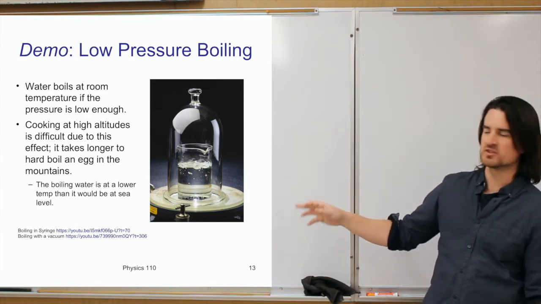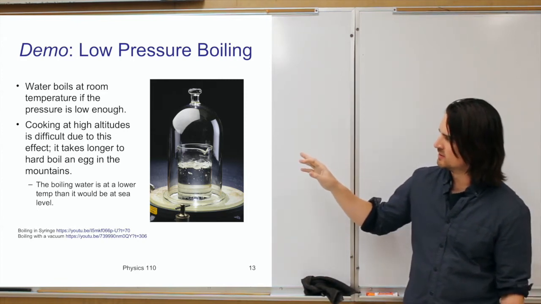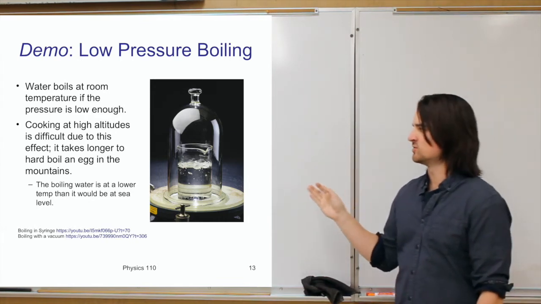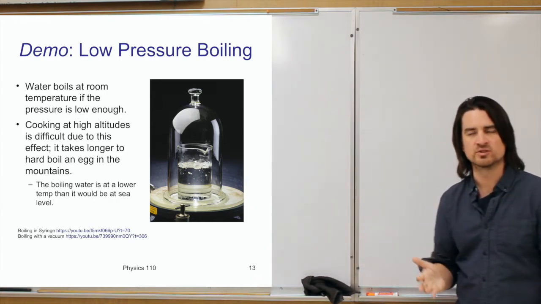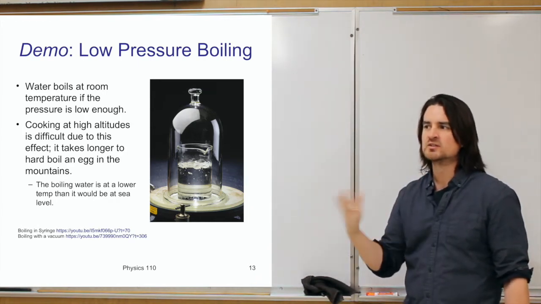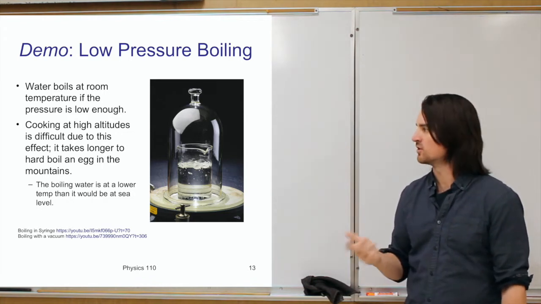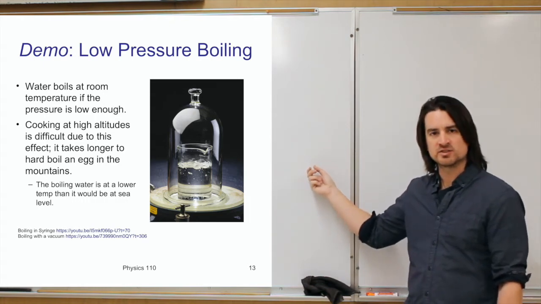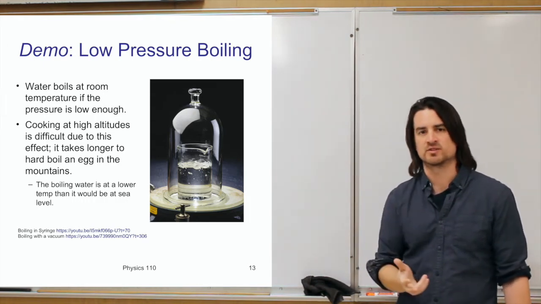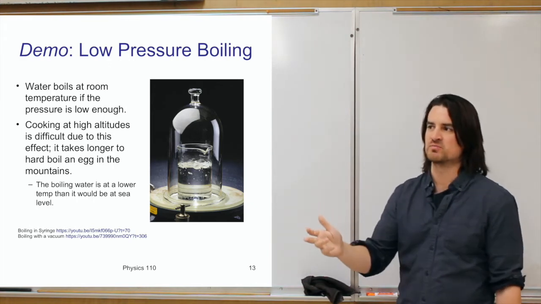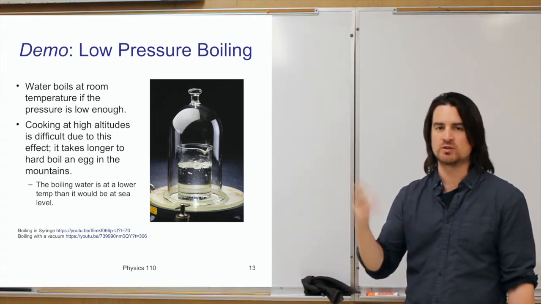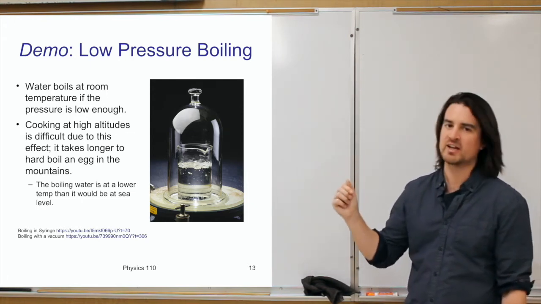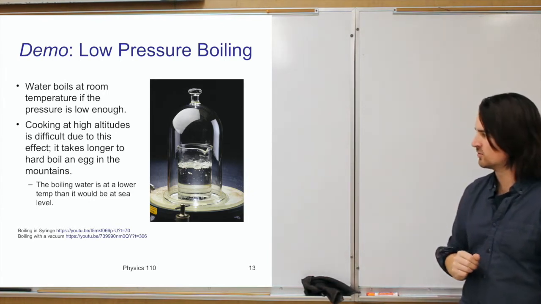I'll show you an example of this in a second. But this is also why cooking things, particularly if you're going to boil something at high altitudes, is more difficult, or takes longer generally, or you don't actually ever get things as hot as you think you would. The reason being that at that lower pressure, the water is boiling at a lower temperature. So maybe you get high enough that the water is actually boiling at 200 degrees Fahrenheit, 12 degrees less than you thought it was. So that's why it might take longer to hard boil an egg way up in the mountains than it does at sea level.